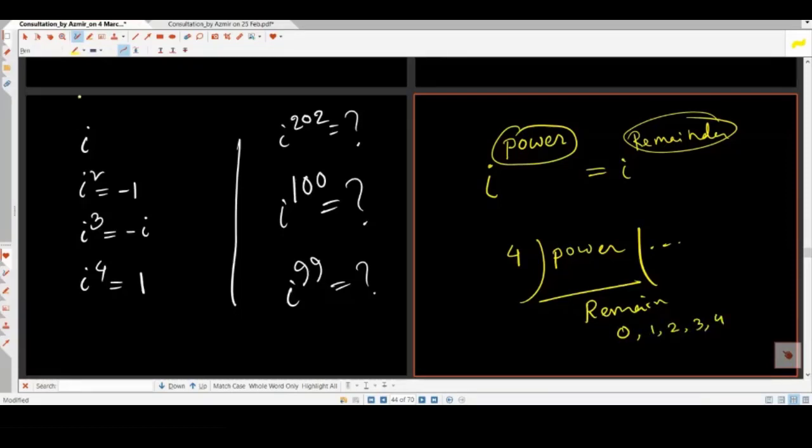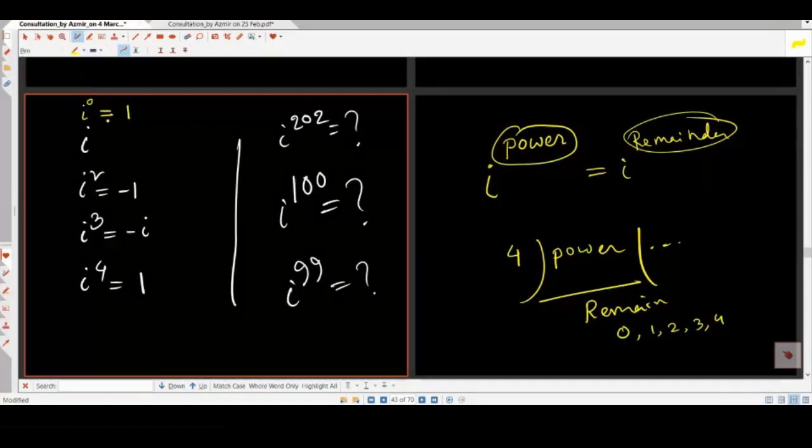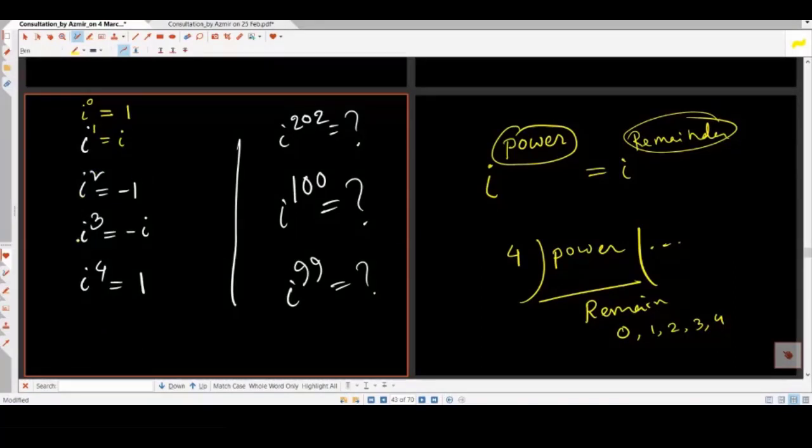Suppose you have i power 0. Always i power 0 is 1. Anything power 0 is 1. If you have i power 1, that is i. If you have i power 2, that is -1. If you have i power 3, that is negative i. i to the power 4 is 1. But what will be the case for i with higher powers? That is our target for now.